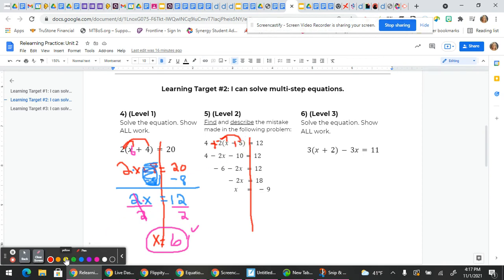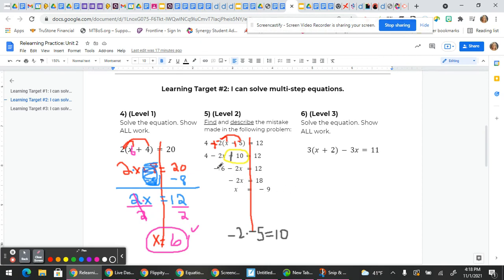Oh, I've spotted our error right here. I'm going to circle this. This subtracting 10, because a negative 2 times a negative 5, this actually should be a plus 10. So when I distribute this negative to another subtraction or a negative 2 times a negative 5 should equal a positive 10. So what happens is that trickles through and that affects the remainder of the problem.